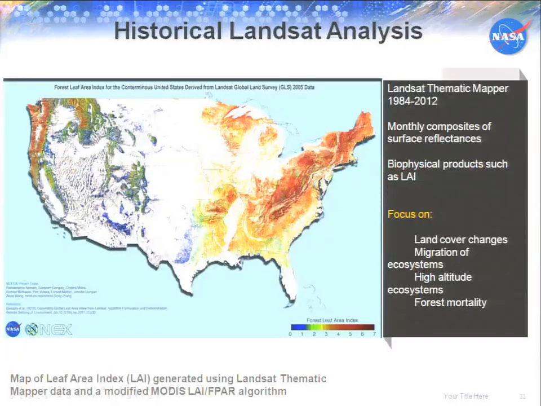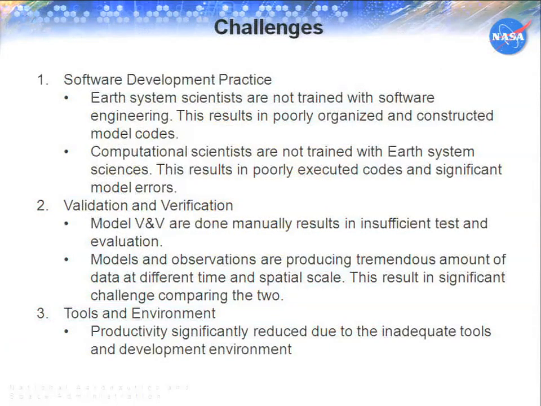So, as a summary, challenges: we have a software development practice issue. Earth system scientists are not trained in software engineering. The codes are very poorly organized and structured. Computational scientists are often not trained in Earth system science, so that results in very poorly executed code and significant model error.